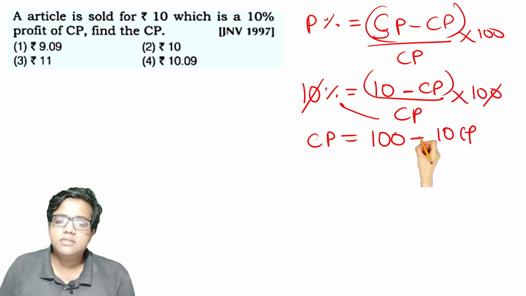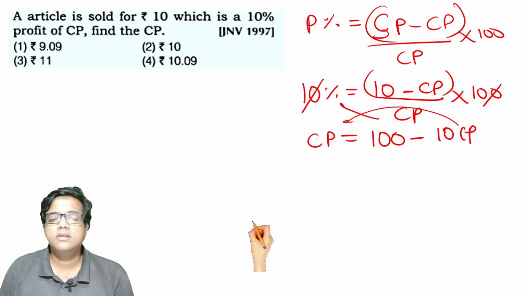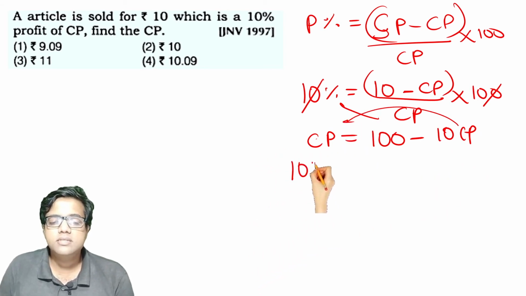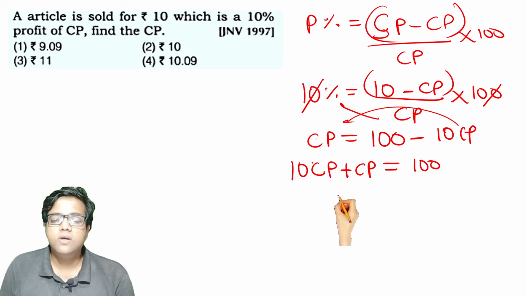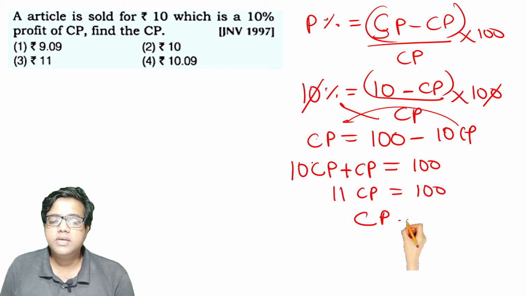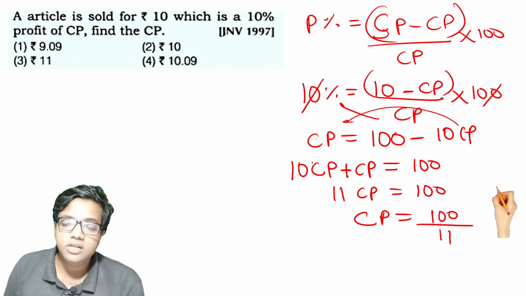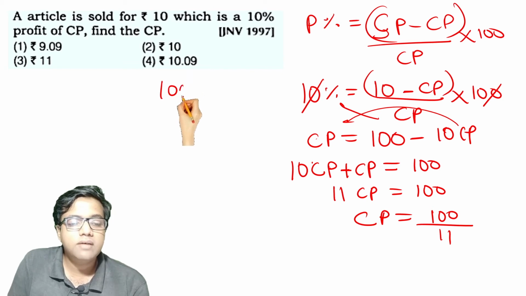So this minus 10 CP will cross over the equal sign. So that becomes plus CP plus 10 CP plus another CP is equal to 100, or 11 CP is equal to 100, or CP is equal to 100 by 11. 11 will go down in the denominator. So what is 100 by 11?